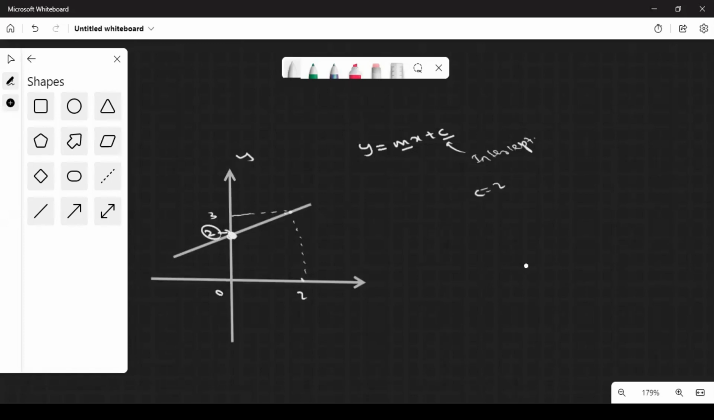Then you can calculate the gradient by taking these coordinates here. X coordinate is 0, y coordinate is 2. In this point, x coordinate is 2, y coordinate is 3. So you can take the ratio between the difference of y coordinates and the difference of x coordinates to calculate the gradient. So if you get a graph, this is how you have to find the gradient and the intercept.